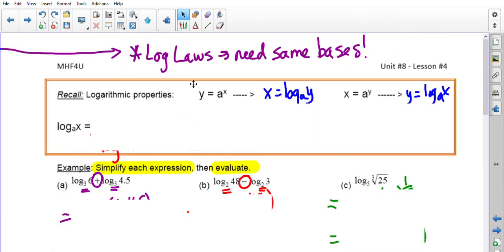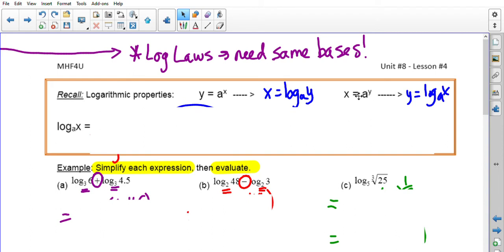Here are some other log properties that we should review from the other lessons. Just remember that you have to be careful that you follow the right trend depending on where x and y are located. So here the x is the exponent. When we rewrite it in log form, this is actually going to be log of y to the base a equals x. Because remember, the answer of the exponent is always the argument of log, and the base of the exponent is always the base of log.